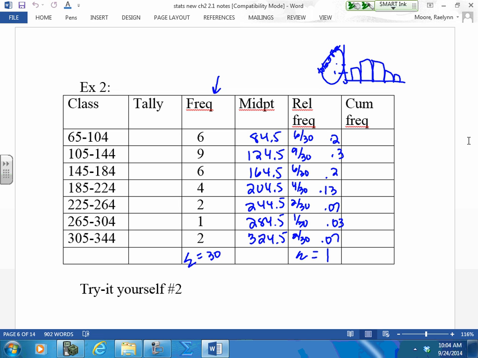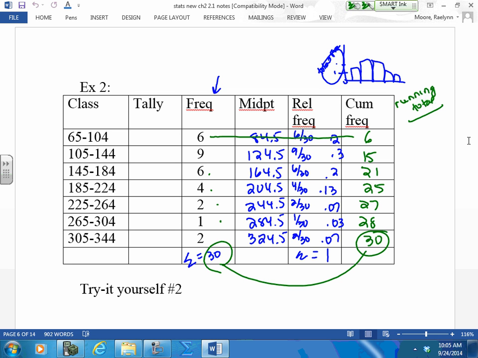Now, your cumulative frequency, we did this back in probably 8th grade. You keep a running total of your frequencies. So we start with your smallest one, and we keep a running total. You add 9. You add 6. You add 4. See where it's coming from? It's just a running total. You add 2. You add 1. And then you add 2. This number has to be exactly what this number is. If it's not, something went wrong.